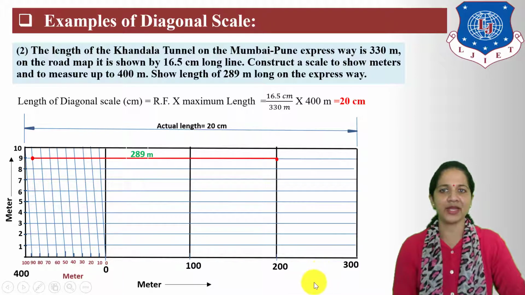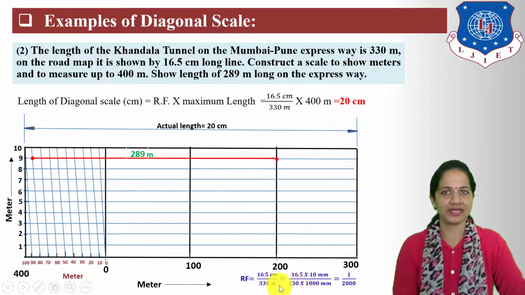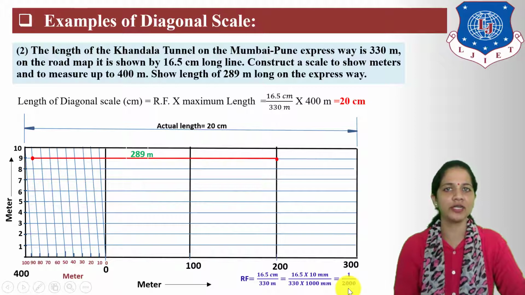At last, mention here the RF or representative fraction of this drawing, which is equal to drawing size divided by actual size. Both units are converted into mm. So RF is equal to 1/2000.